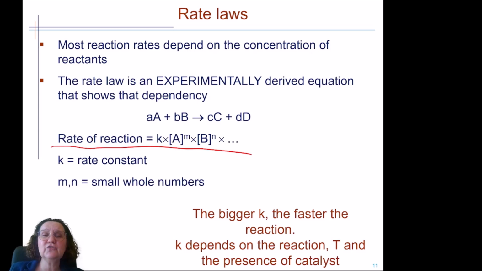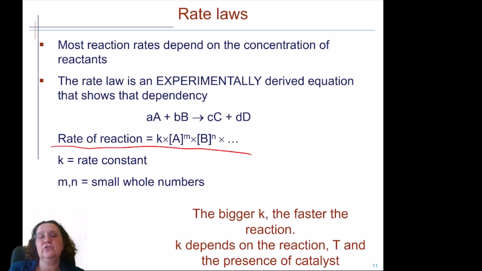And again, that's not something that you propose or calculate. That's something you determine experimentally by keeping one of the reagents constant and varying the quantity of the other reagent, and see if that affects the speed of the reaction. And if it does, how does it affect it?